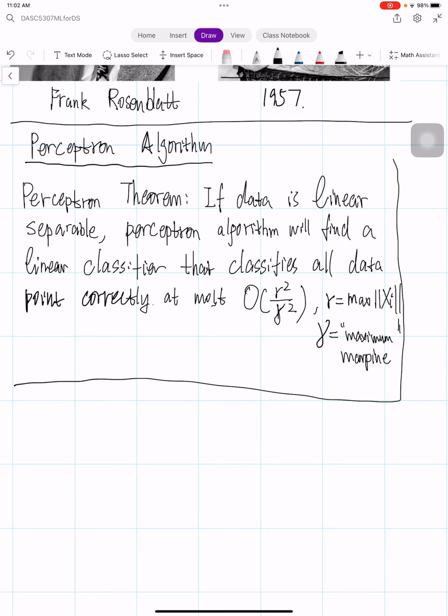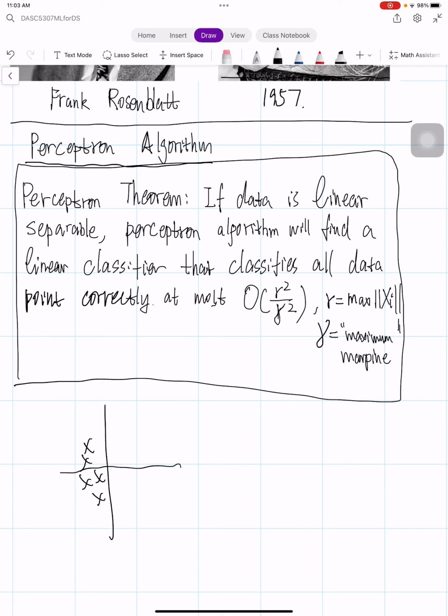So not only do we have a useful algorithm, but there is a theory behind it. Like if you have two classes generated from Gaussian distributions, we can always find a solution, a linear classifier, to separate them.